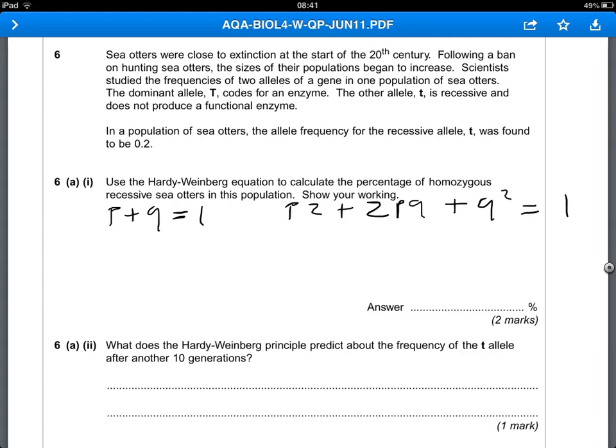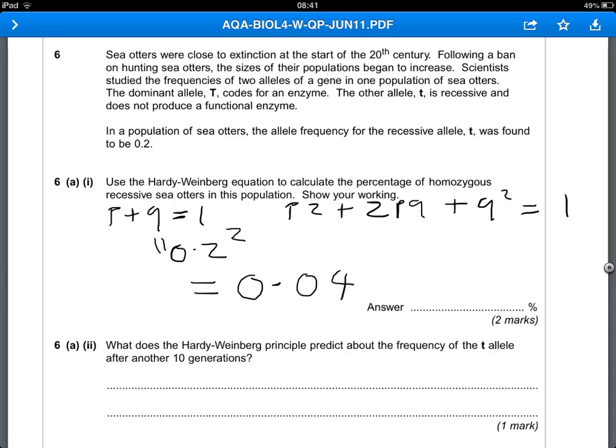What sort of information have we been given? Well, we've been given the recessive allele, little t, to be 0.2. So that's q, so q equals 0.2. We've got to calculate the homozygous recessive sea otters, so that's q squared. So what we need to do is square that. So 0.2 squared equals 0.04.